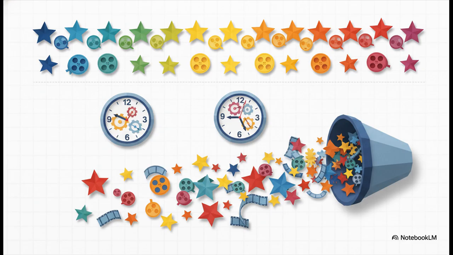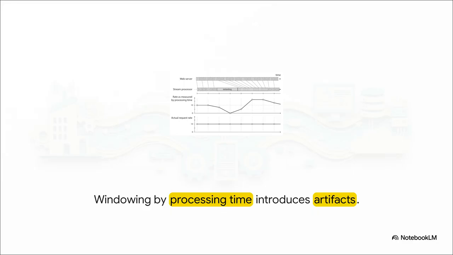If you process your data based on when your machine receives it, rather than when it actually occurred, your data's narrative is going to be completely out of whack thanks to network delays or just random system stragglers. And you can really see the danger of using processing time right here on these graphs.